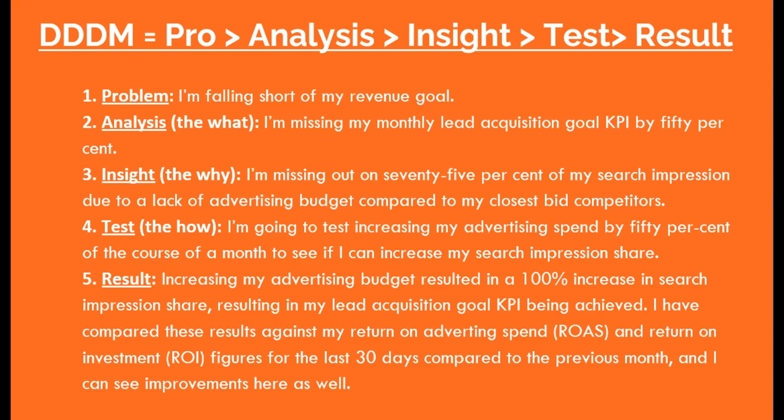Problem. I am falling short of my revenue goal. Analysis, the what: I'm missing my monthly lead acquisition goals, KPI, by 50%. Insight, the why: I'm missing out on 75% of my search impression share due to a lack of advertising budget compared to my closest bid competitors. Right. So my budget is lesser than my competitors.